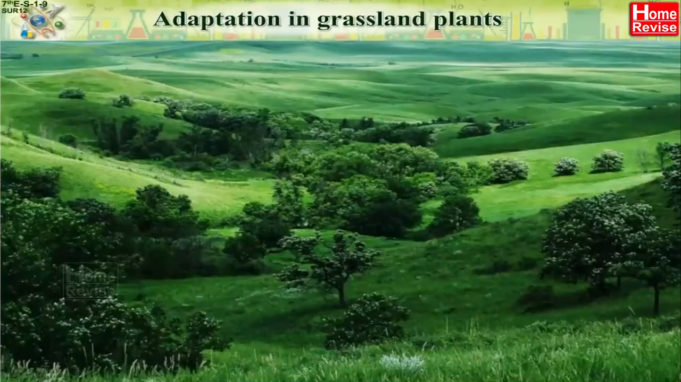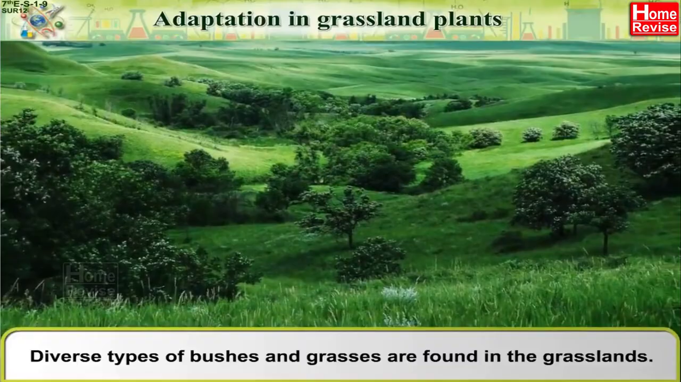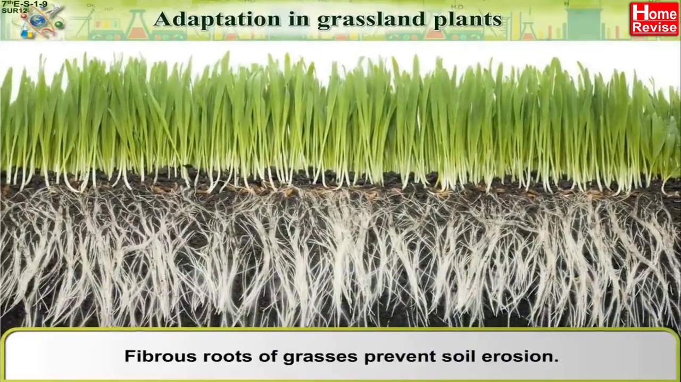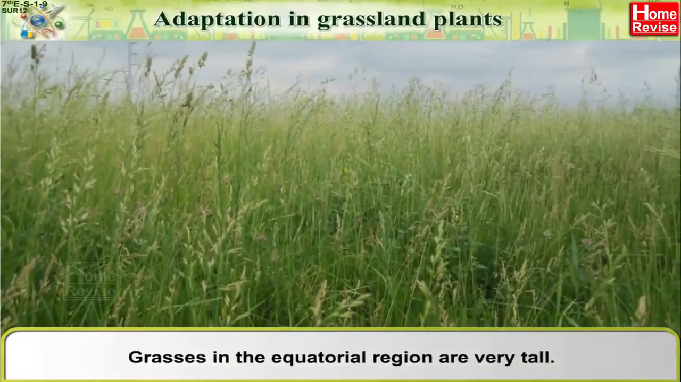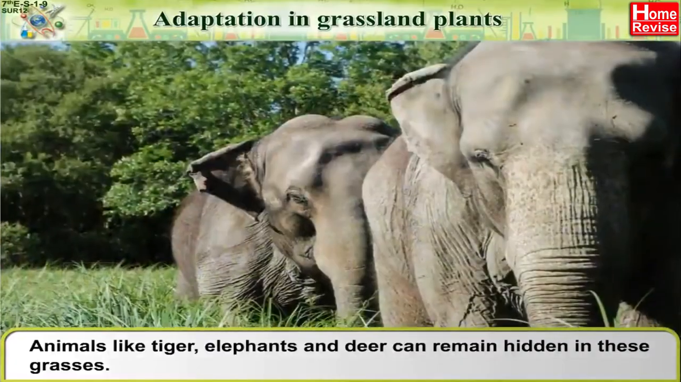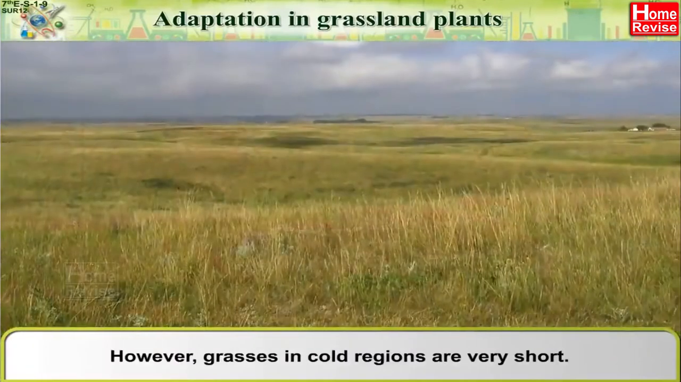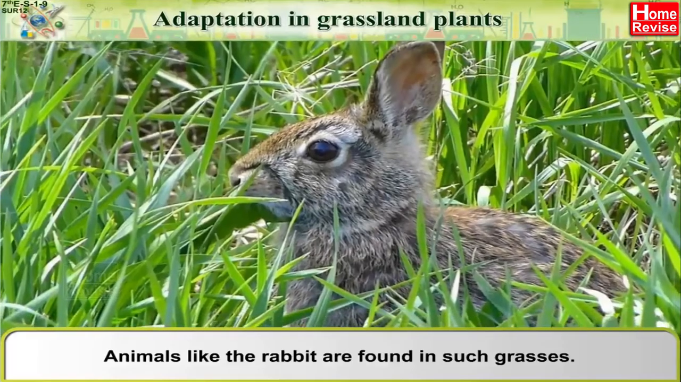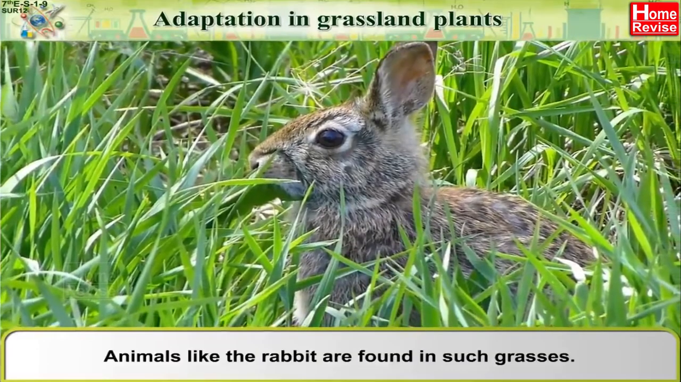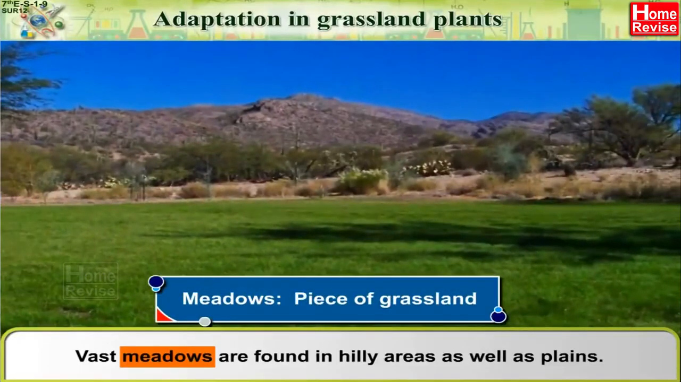Adaptation in grassland plants. Diverse types of bushes and grasses are found in the grasslands. Fibrous roots of grasses prevent soil erosion. Grasses in the equatorial region are very tall. Animals like tiger, elephants, and deer can remain hidden in these grasses. However, grasses in cold regions are very short. Animals like the rabbit are found in such grasses. Vast meadows are found in hilly areas as well as plains. Meadows means piece of grassland.